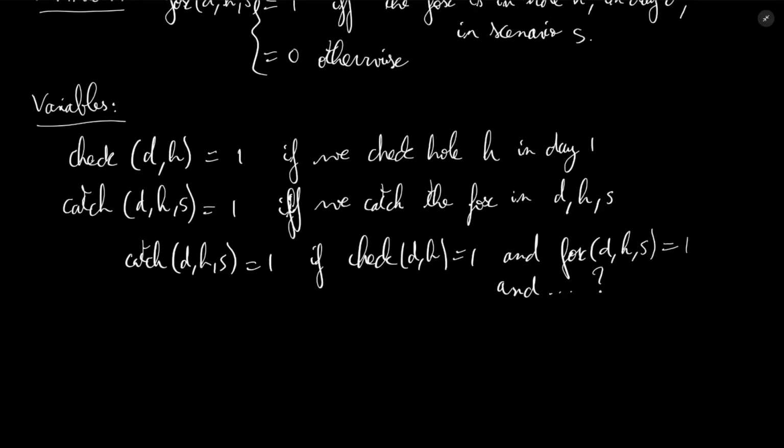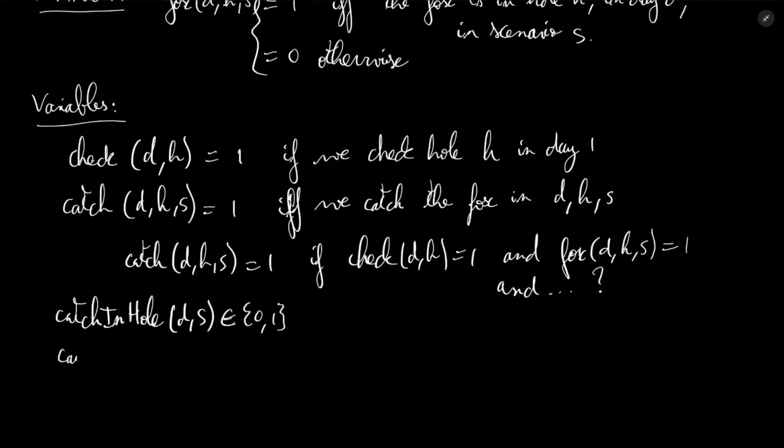So we are going to have another variable that this time is not going to depend on the hole itself. We want to know if in a specific day and scenario we catch the fox regardless of the hole he is in. So we are going to call this variable catch in hole, and it will only depend on D and S. And again, it will be equal to 0 or 1. It will be equal to 0 if we don't catch the fox in that day and scenario, and equal to 1 if we do catch it.